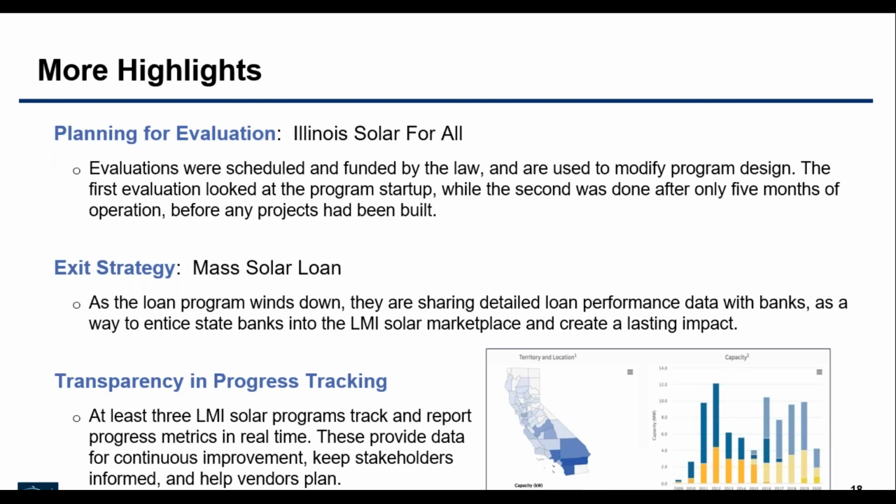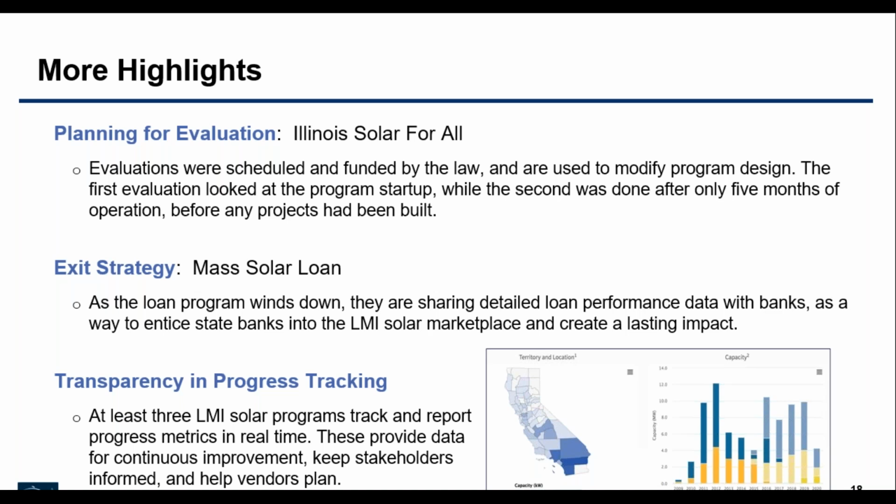And the last few here, the Illinois Solar for All program was really, we thought, an example of planning ahead. The law that created the program dictates an evaluation protocol for Solar for All, and they very actively evaluated as they've gone, even evaluating the startup before there was any program activity.